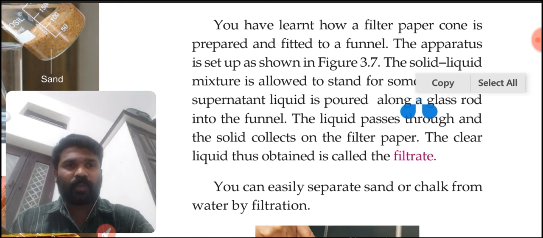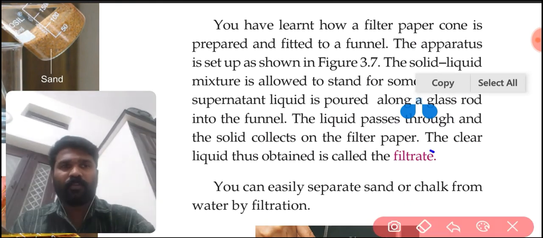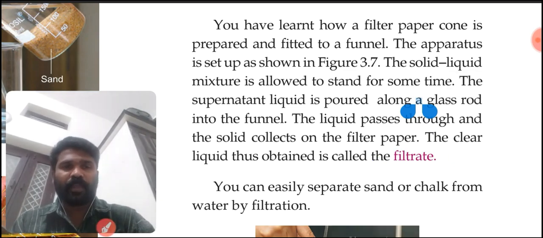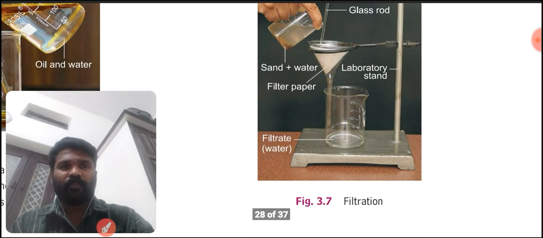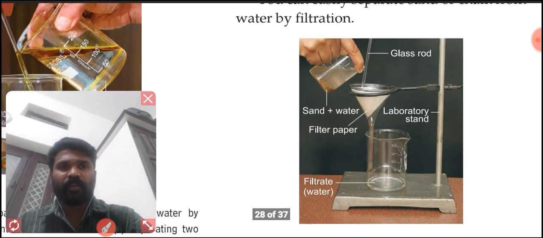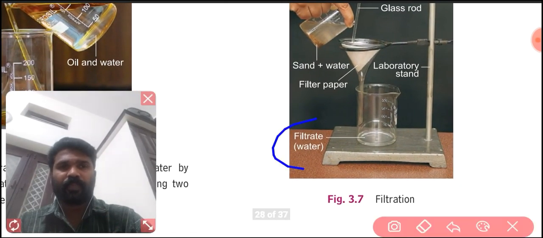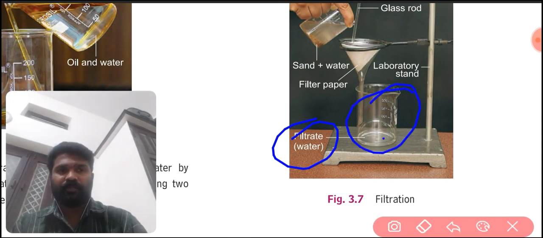The clear liquid thus obtained is called the filtrate. The clear liquid which is collected in the beaker below is called the filtrate. The filtered water is collected in the beaker.